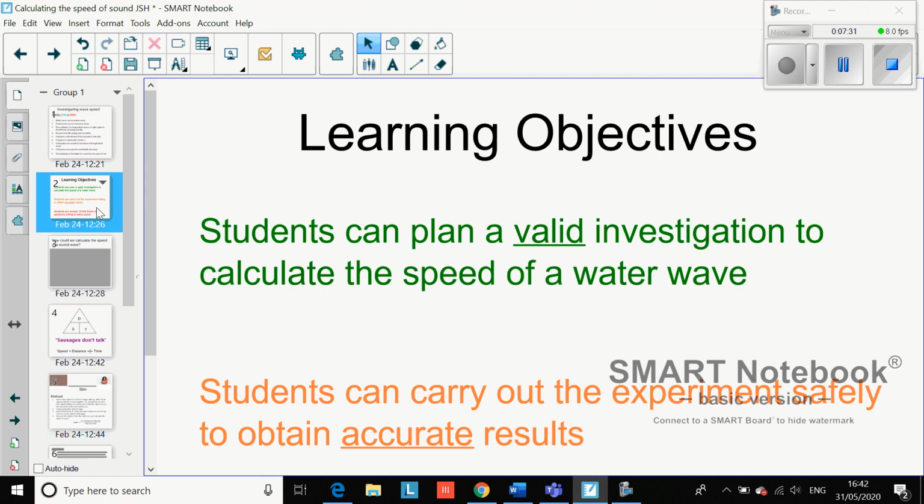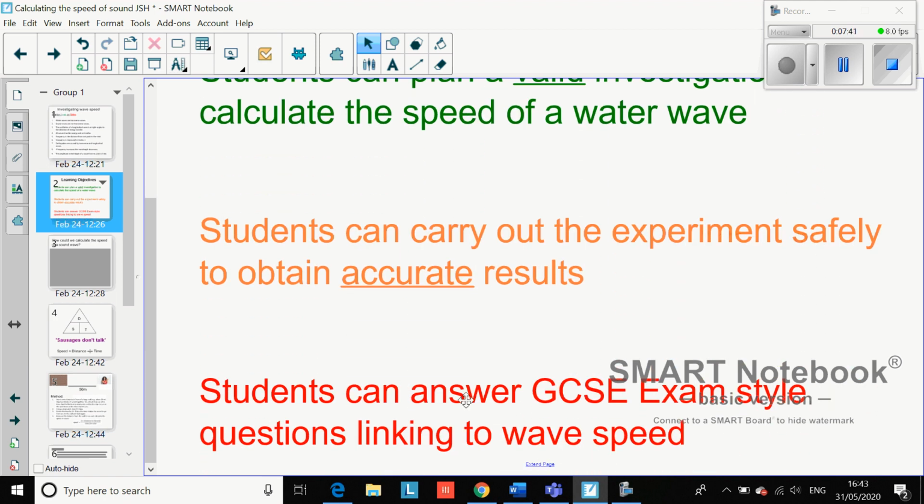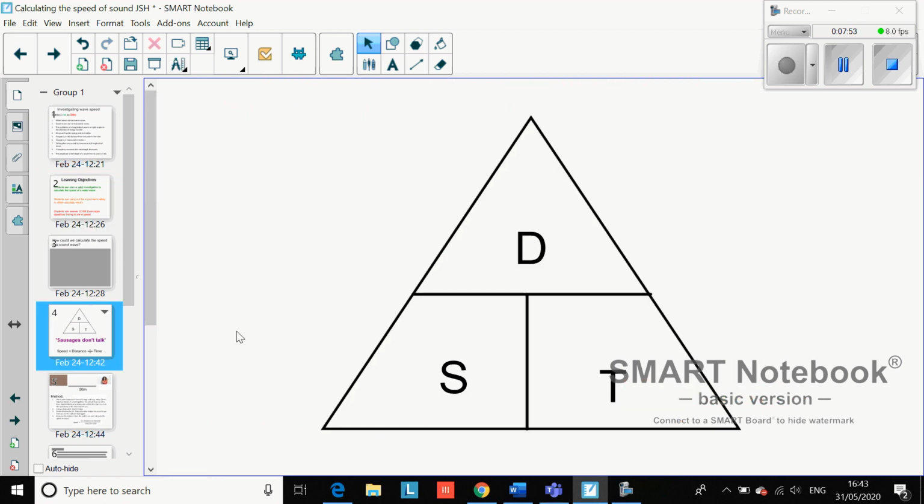So today, I'm going to set you a task to calculate the speed of, in this case, a sound wave, not a water wave. Hopefully try and get accurate results, although I understand that without certain measuring equipment it might be difficult. Then we'll try and answer some exam style questions if we have time at the end. So the first thing I'd like you to do is copy this into your book.